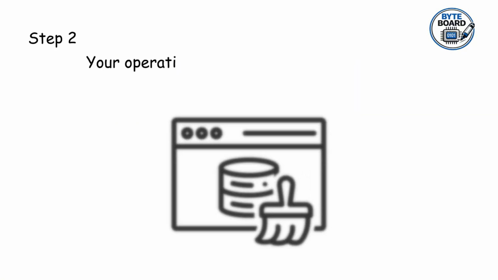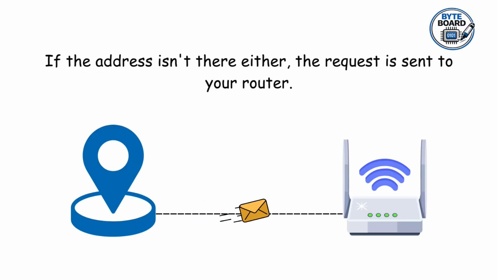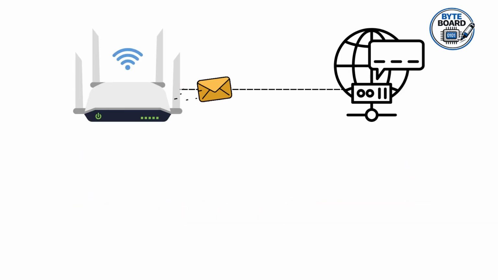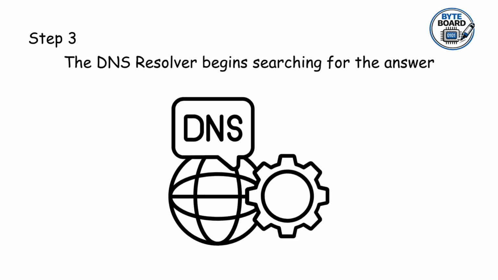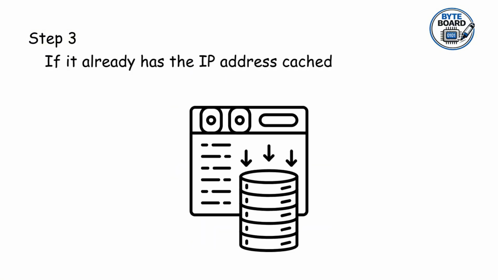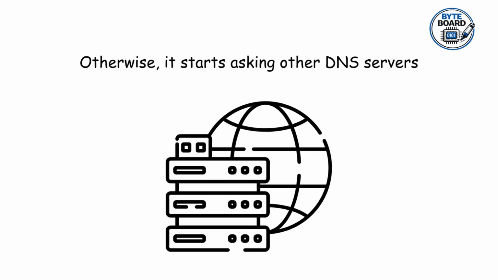Step 2, your operating system checks its DNS cache. If the address isn't there either, the request is sent to your router. The router forwards the request to a DNS resolver, usually provided by your internet service provider, ISP, or a public DNS service. Step 3, the DNS resolver begins searching for the answer. If it already has the IP address cached, it sends it back immediately. Otherwise, it starts asking other DNS servers.